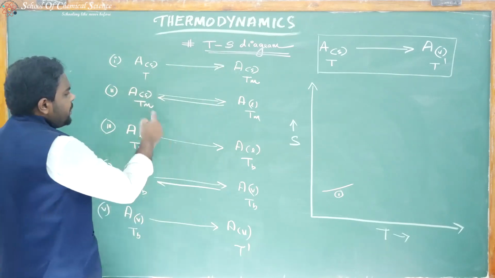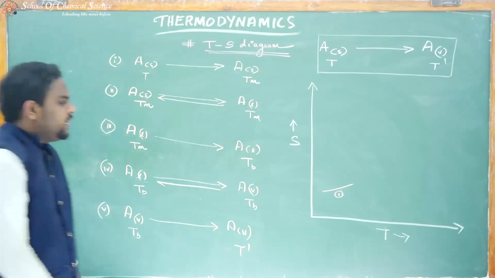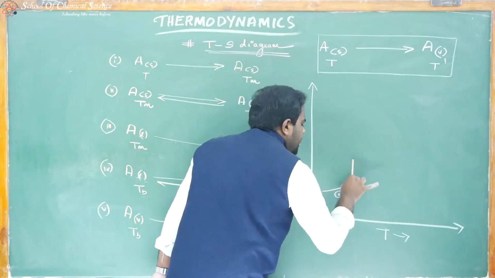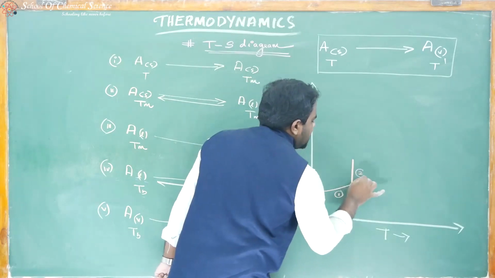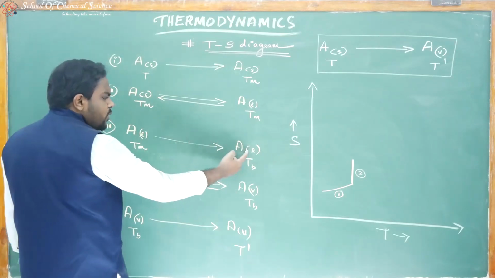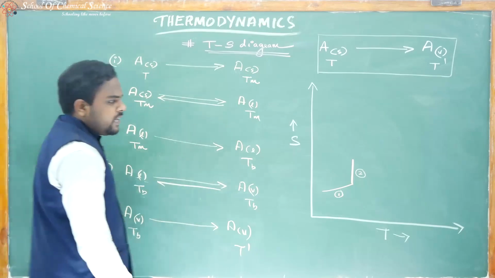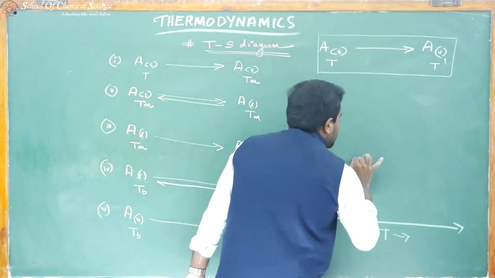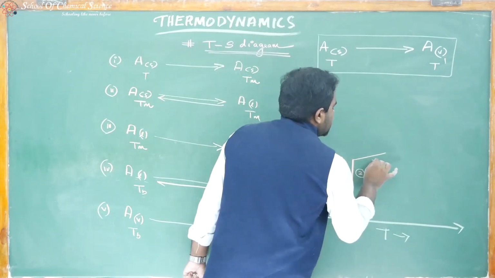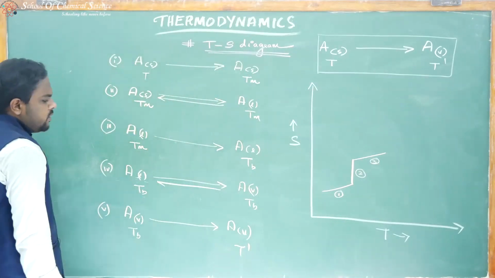In the second step, solid is converted into liquid. Solid converted into liquid, entropy sharply increases. So this is the second process. Third step, liquid to liquid, but liquid at 0 degree is converted into liquid at 100 degree. Again entropy slightly increases. This is the third step. Entropy is the disorder.